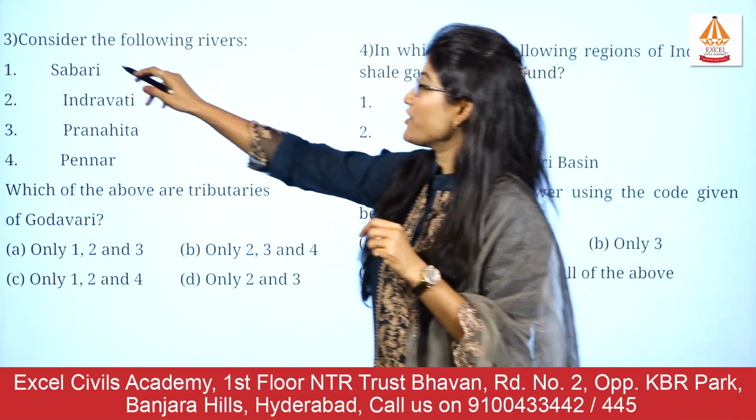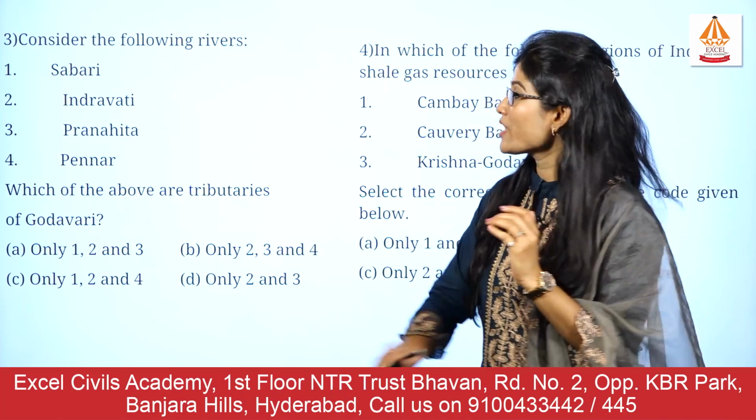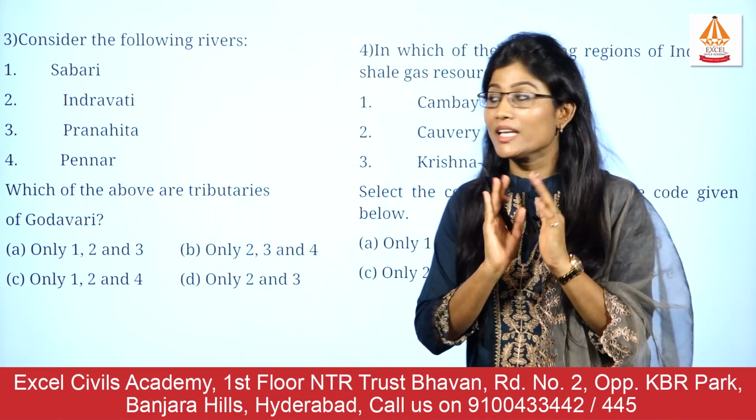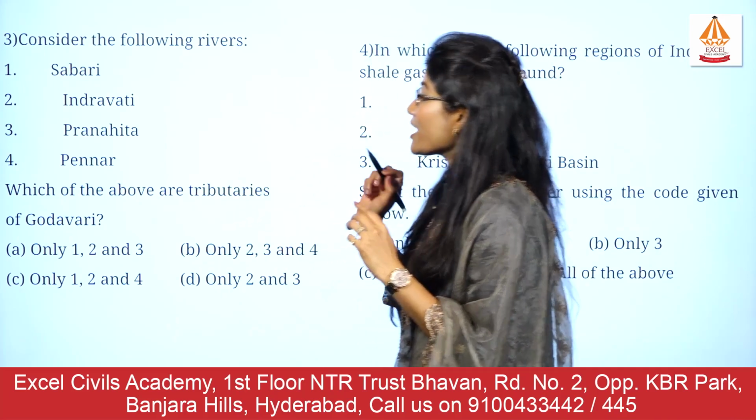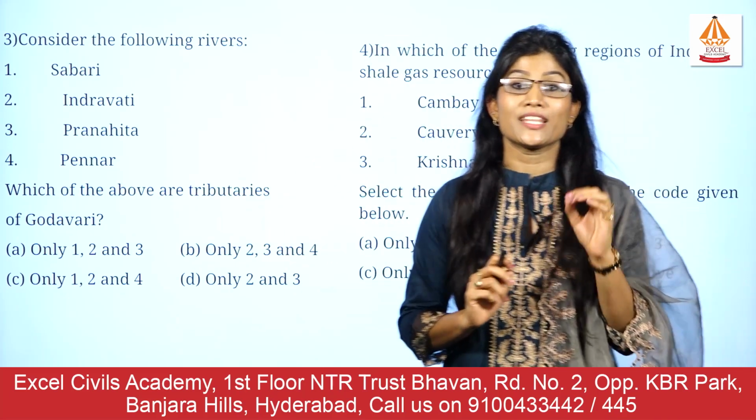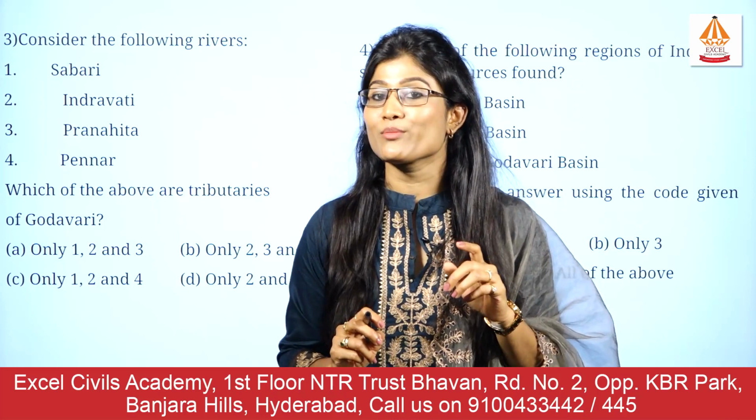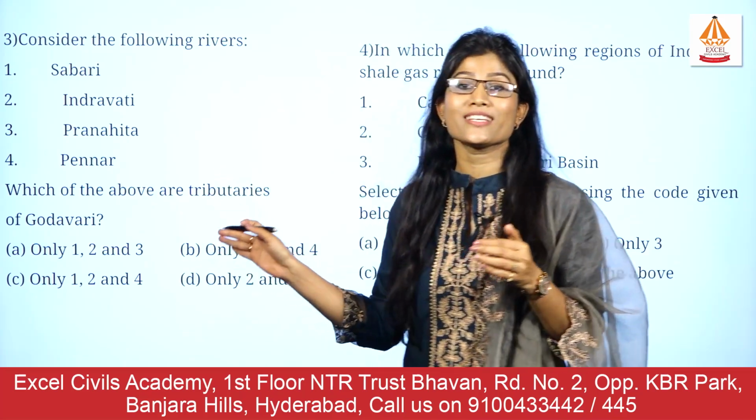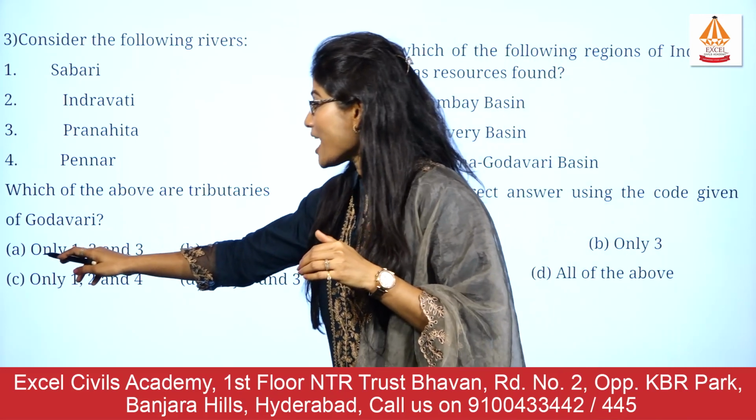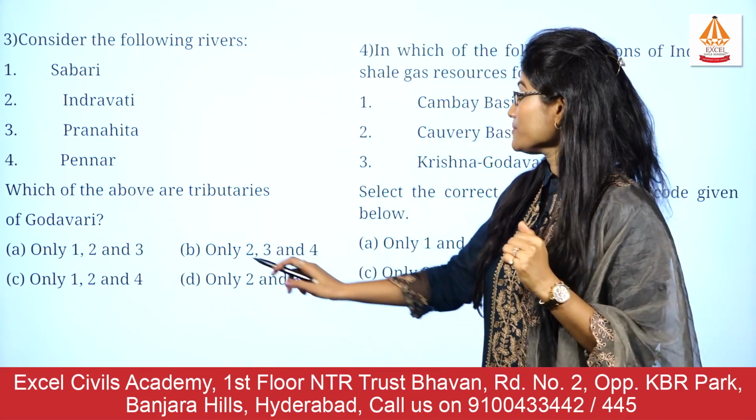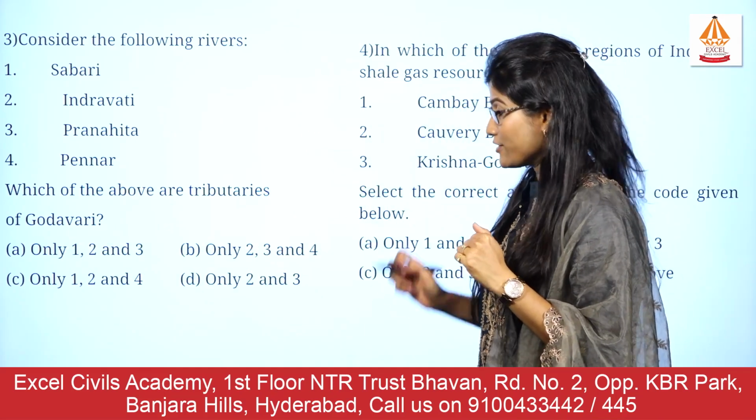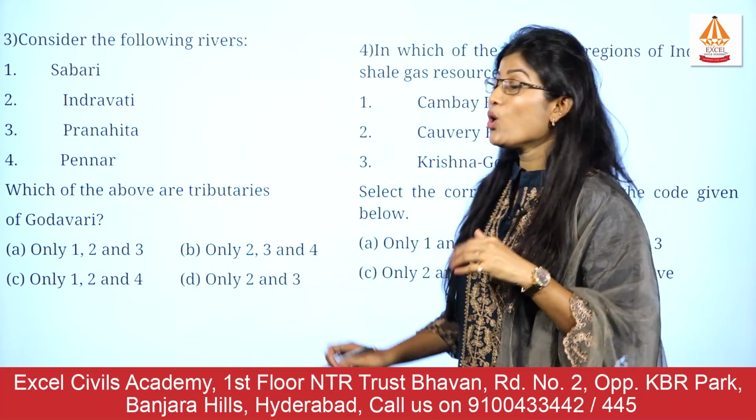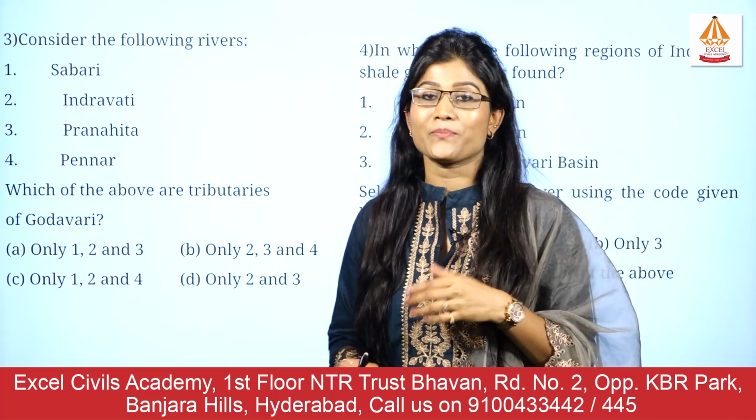The third question that we have: consider the following rivers. Sabari, Indravati, Pranahita and Pennar. Which of the above are tributaries of the Godavari? This question seems easy at the moment, but during the examination you can get confused, so solve this today itself. Options are: A only 1, 2 and 3. Option B is only 2, 3 and 4. C only 1, 2 and 4, and D only 2 and 3.